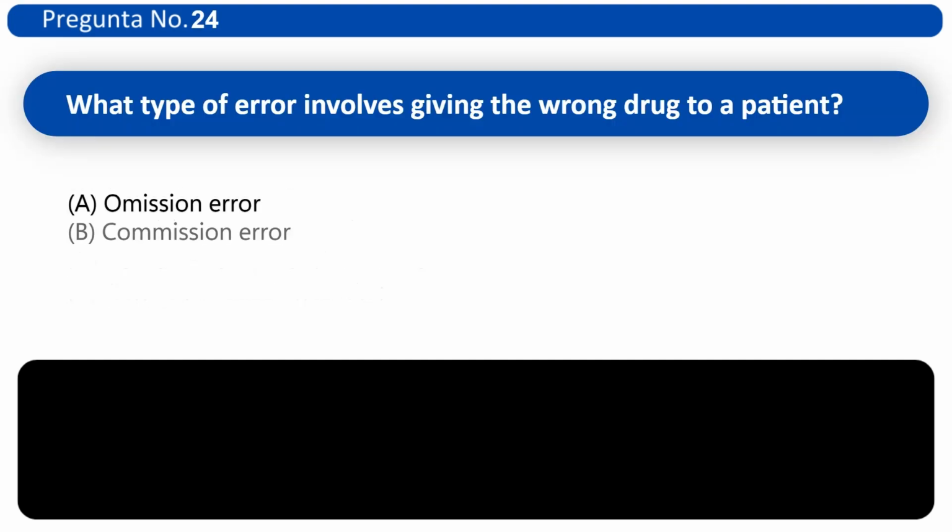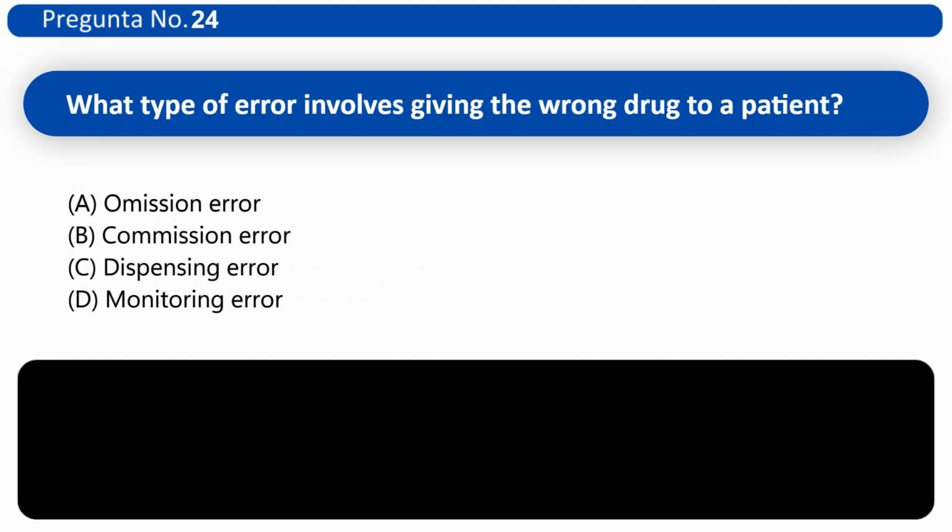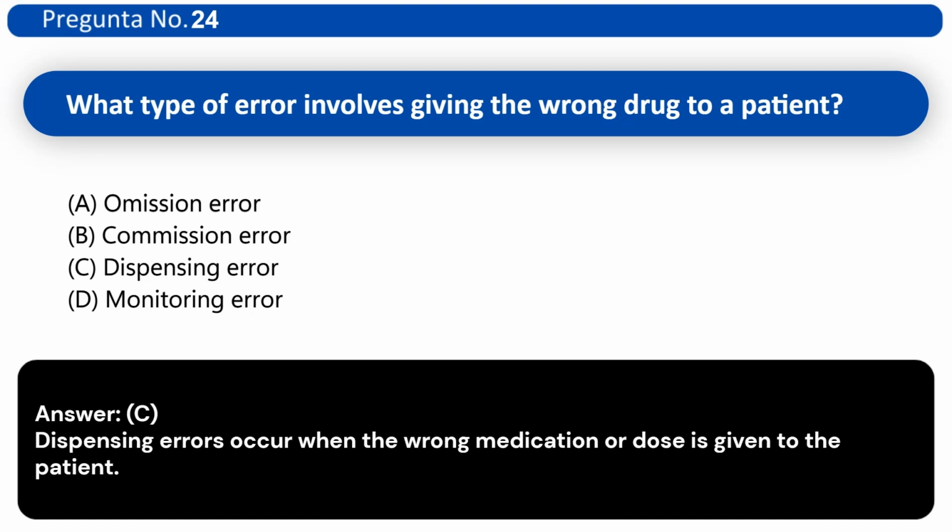What type of error involves giving the wrong drug to a patient? A. Omission error. B. Commission error. C. Dispensing error. D. Monitoring error. Answer: C. Dispensing errors occur when the wrong medication or dose is given to the patient.